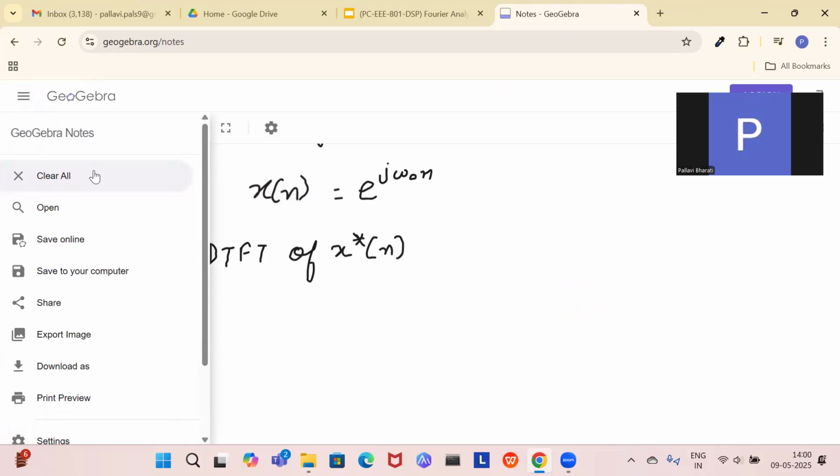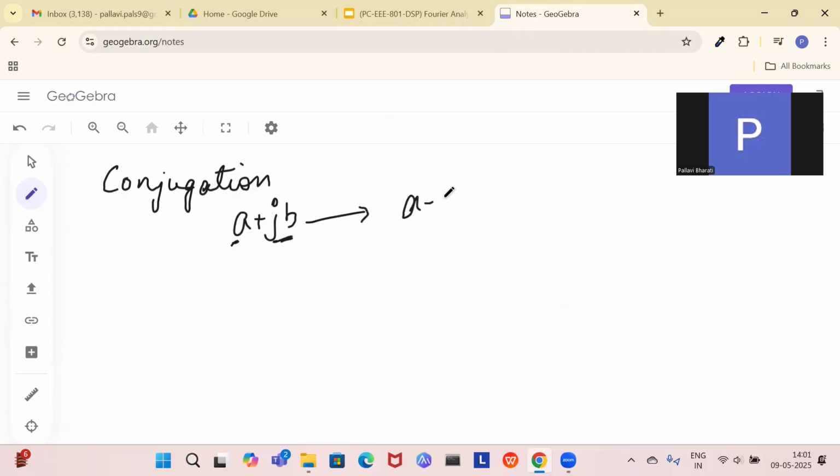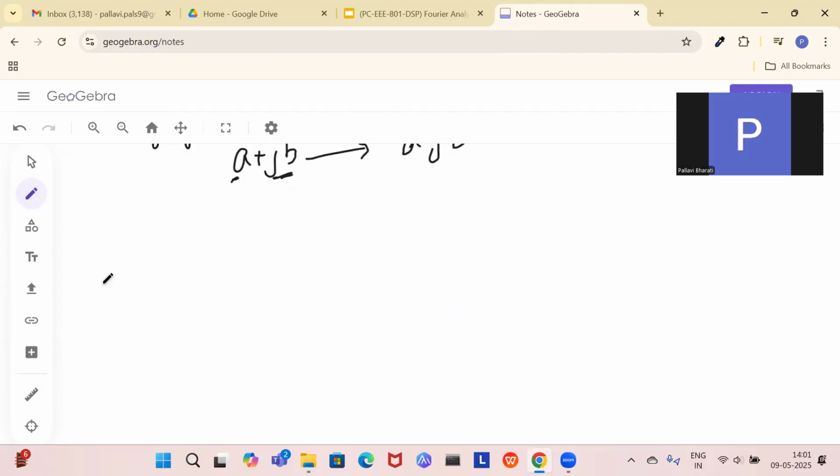So for conjugation, what is the meaning of conjugation? We first heard about conjugation when we were doing complex numbers in class 12, right? So what does that mean? If a signal has both real and imaginary parts, this is the real part and this is the imaginary part. When you conjugate the signal, the imaginary part gets reflected along the y-axis, the imaginary axis. That means plus j becomes minus j, and minus j becomes plus j. Now, how this conjugation property is applied for the Fourier transform is the thing we will be seeing here.